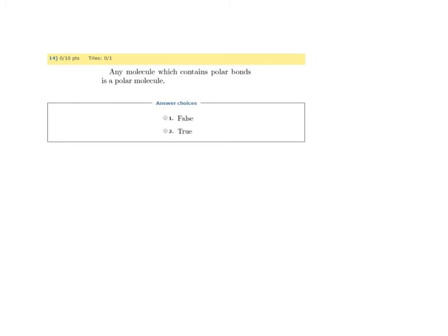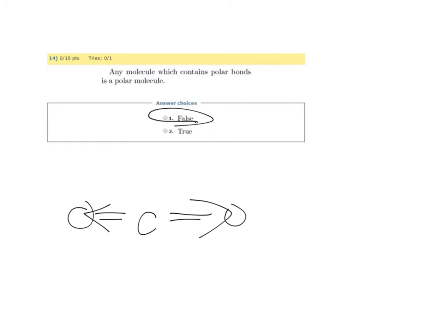True or false, any molecule which contains polar bonds is a polar molecule. Well, we've stated this a couple of times. The only factor is not whether there are polar bonds or not. Polar bonds can create a polar molecule, but they do not create a polar molecule in cases where the polar bonds cancel each other out in terms of their polarity. So in oxygen bonded to carbon, the negative dipole moments are both going in opposite directions and equal because they're the same atom, so therefore they cancel each other out.